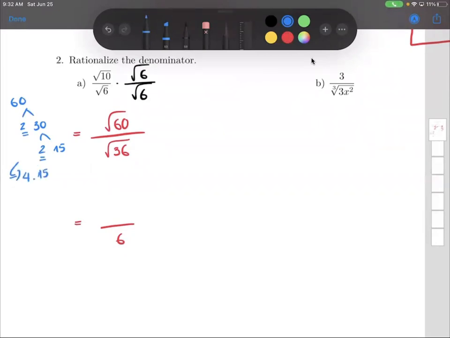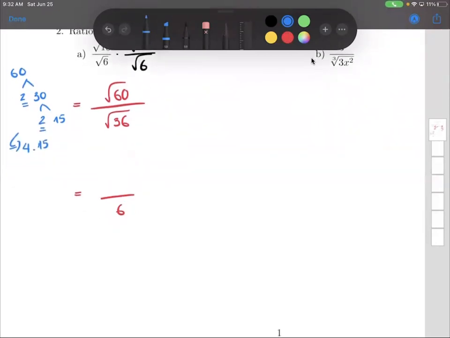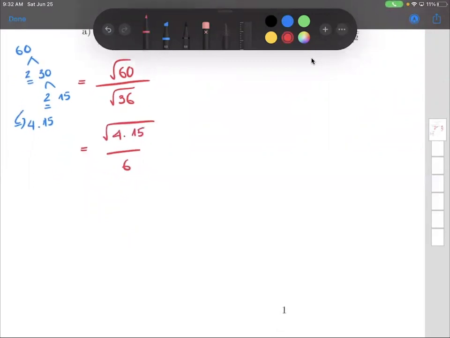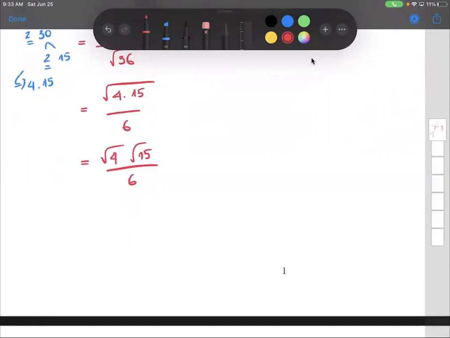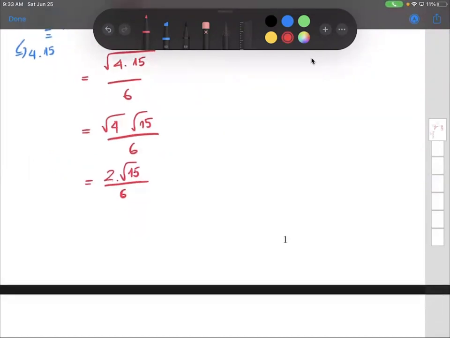So this one, you can break it down into, move it up, back up here, into square root of 4 times 15. Square root of 4 is 2. Or, let me do one more step. I can break it into separate roots. So square root of 4 times square root of 15 over 6. Square root of 4 is 2. Square root of 15 is square root of 15 over 6.